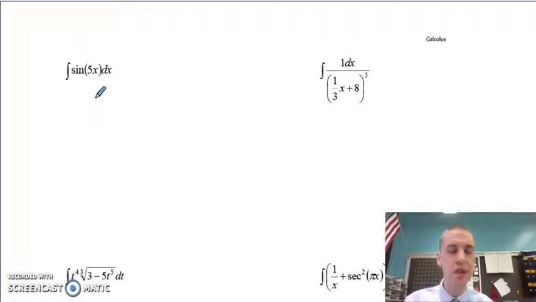So what I had just shown you guys on the first page were some easier problems. Let's get into some more difficult ones. Here u is going to equal 5x. Du is going to equal 5 dx.